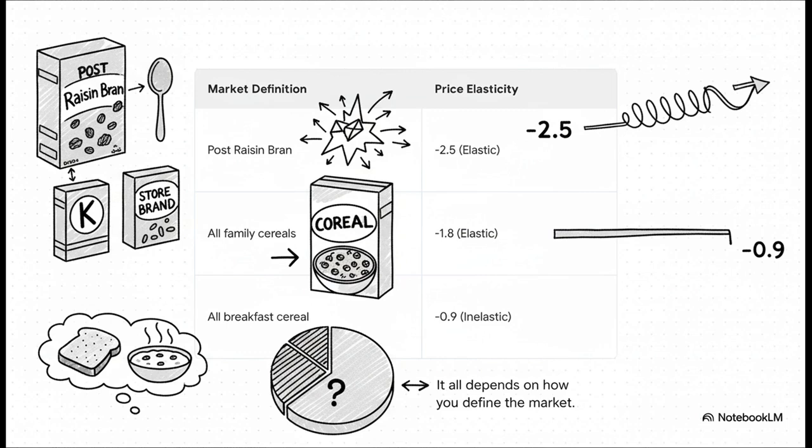But now, what if the price of all breakfast cereal goes up? Well, what are your substitutes then? Toast? Oatmeal? There are way fewer options, so demand suddenly becomes inelastic at minus 0.9. It all depends on how you define that market.